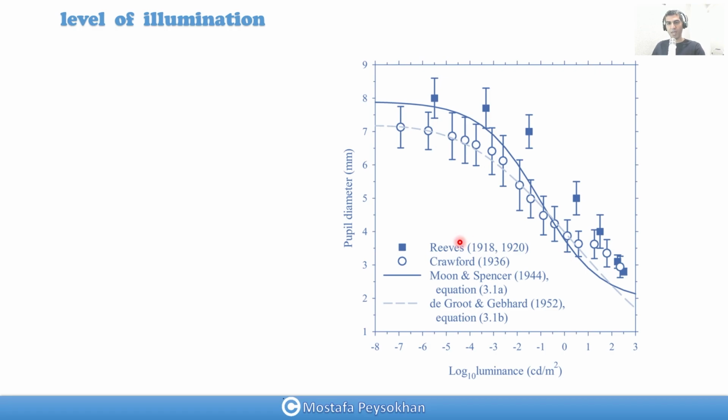We start from 8 when this number is small. It means that you are in a dark room. When you are in the dark room, the pupil is big. When you go to a brighter room, the size of the pupil changes. And we have these two models.